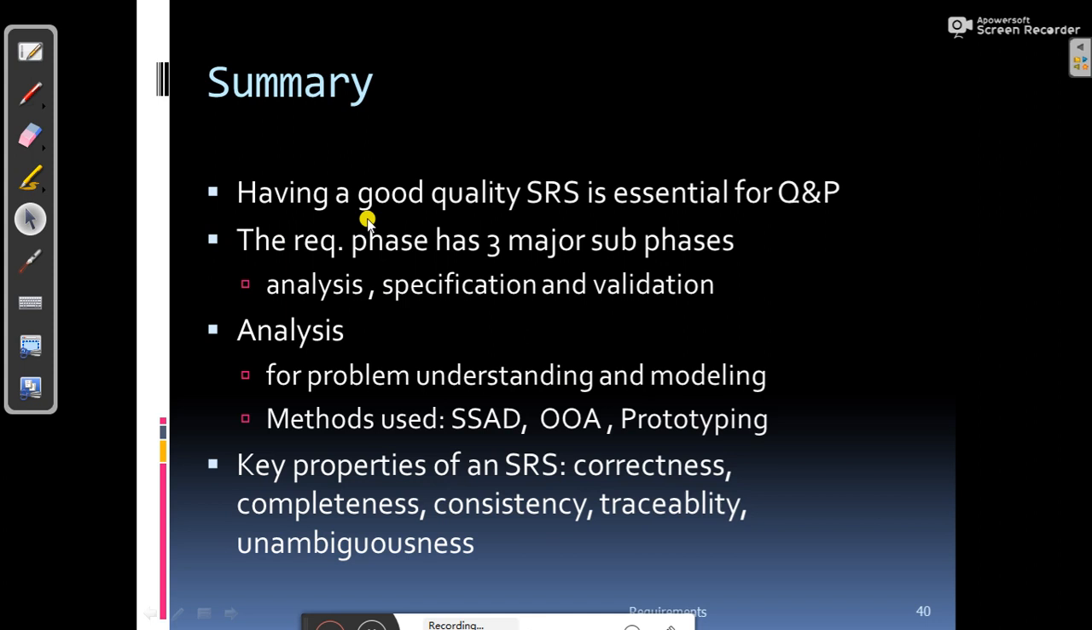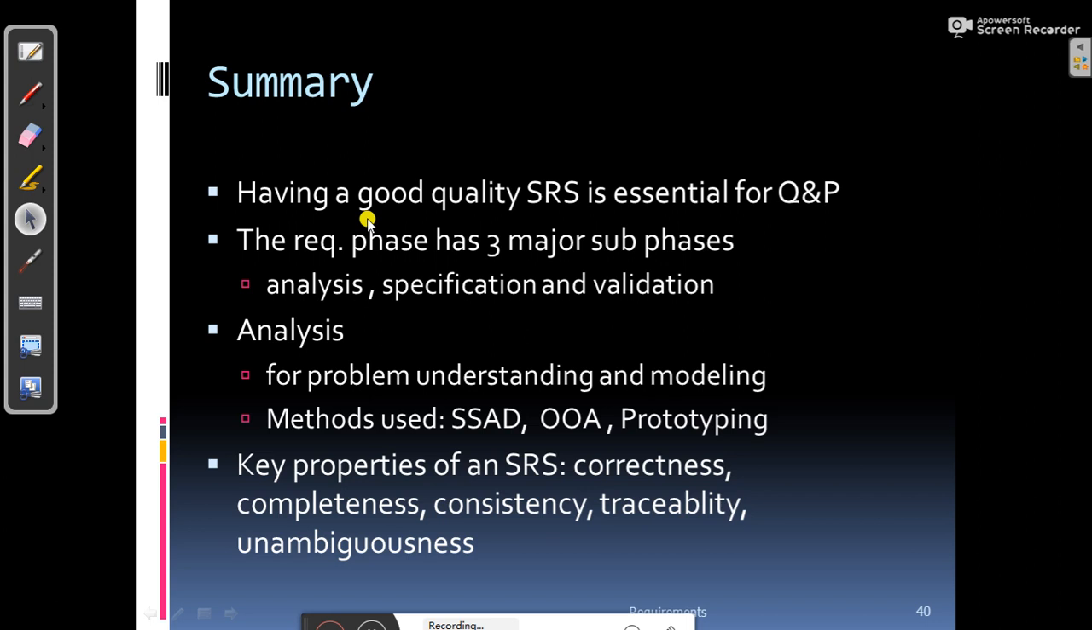The question is your homework. The requirement phase has three major sub-phases: analysis, specification, and validation. Analysis is for problem understanding and modeling, using methods such as systems analysis and design, object-oriented methods, and prototyping. Those things need to be included.